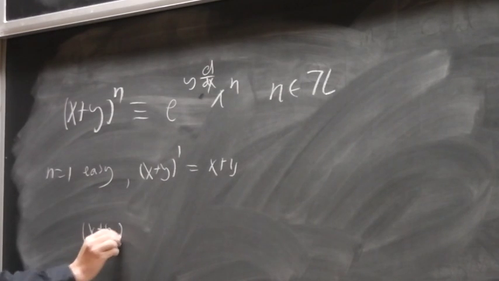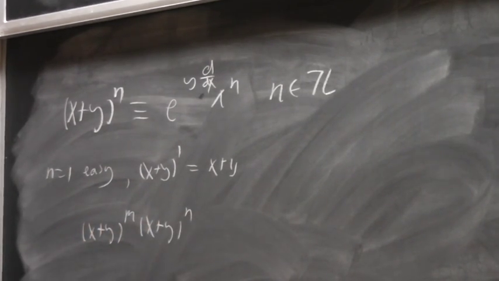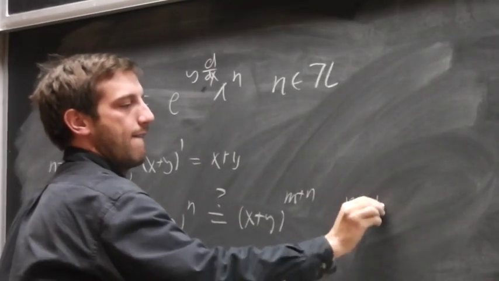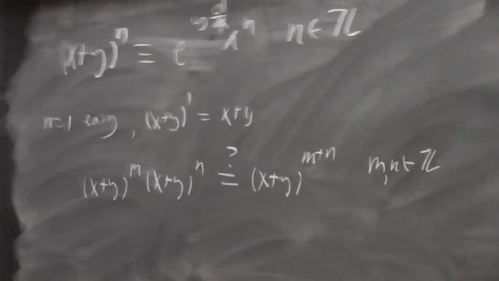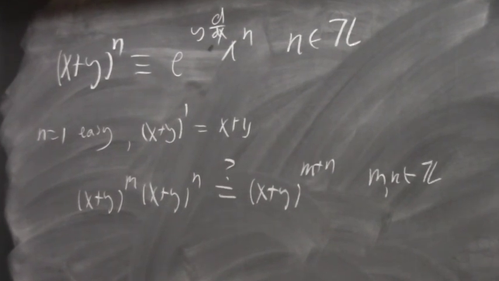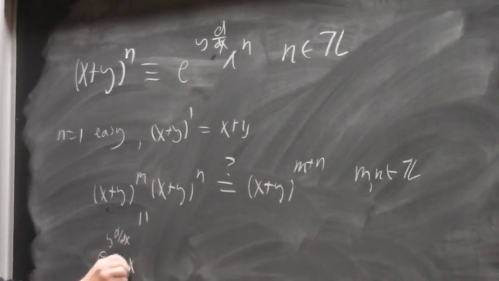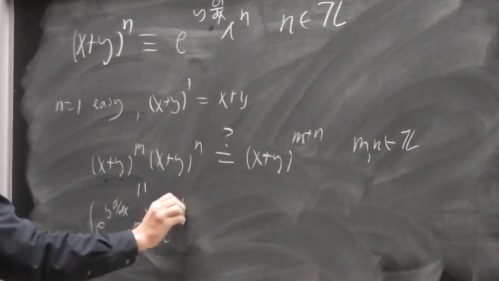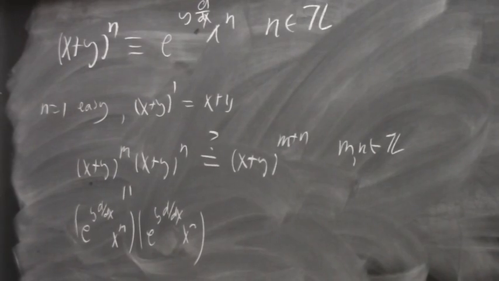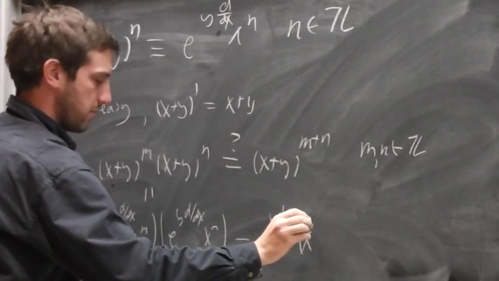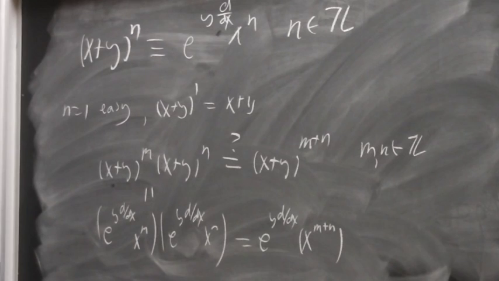And now I want to check that (x+y)^m times (x+y)^n is (x+y)^(m+n) for m and n integers. I'll use that automorphism property. So how is this defined? This is e^(y d/dx) of x^m times e^(y d/dx) of x^n, and by the automorphism property, e^(y d/dx) of x^(m+n). This is simple. So all of our arithmetic is going to be what we want.